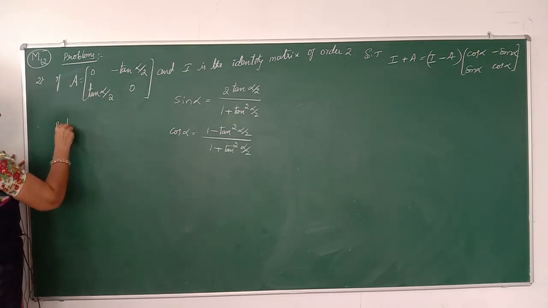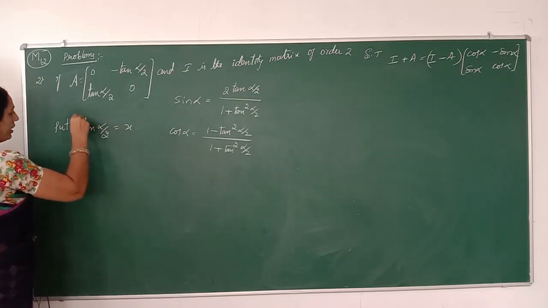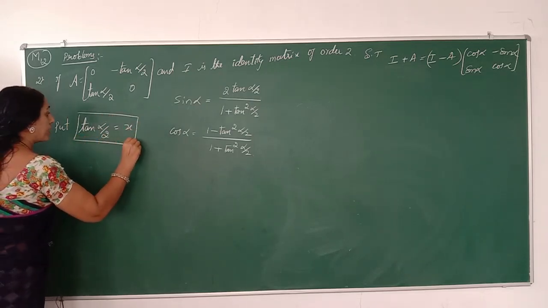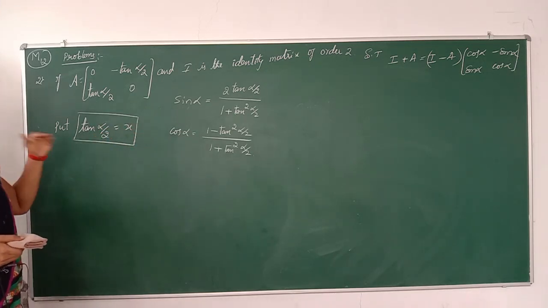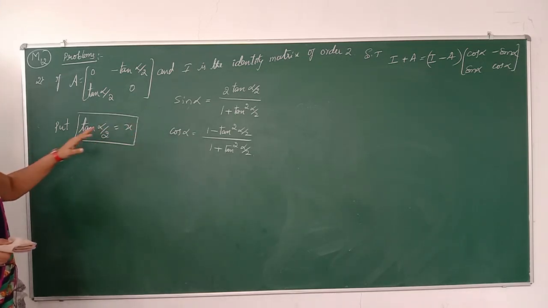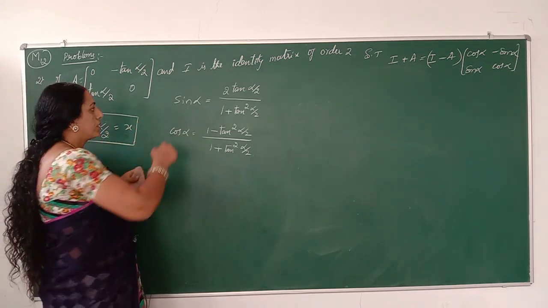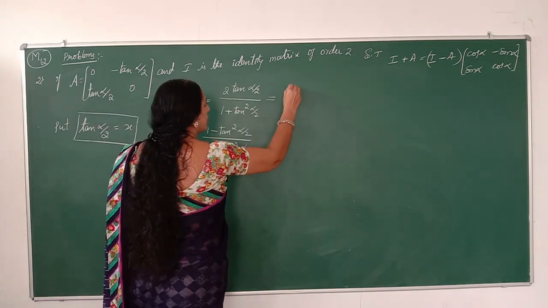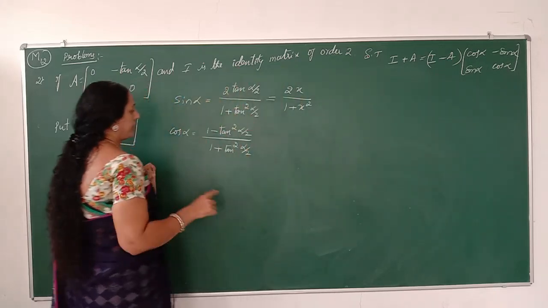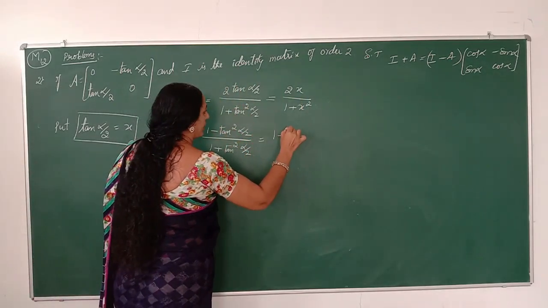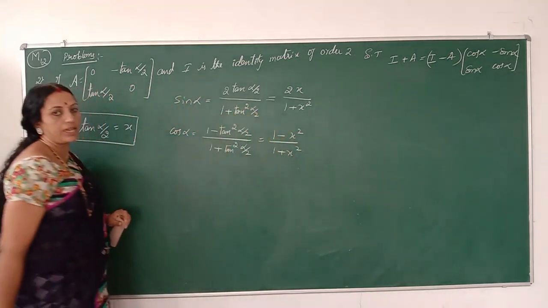Put tan alpha by 2 denoted by x. In a substitution, it can be denoted by either x or y or a, b, c, d, any one of the variables. So tan alpha by 2 can be written as x. Therefore, sin alpha can be written as 2x divided by 1 plus x square, and cos alpha can be written as 1 minus x square divided by 1 plus x square.